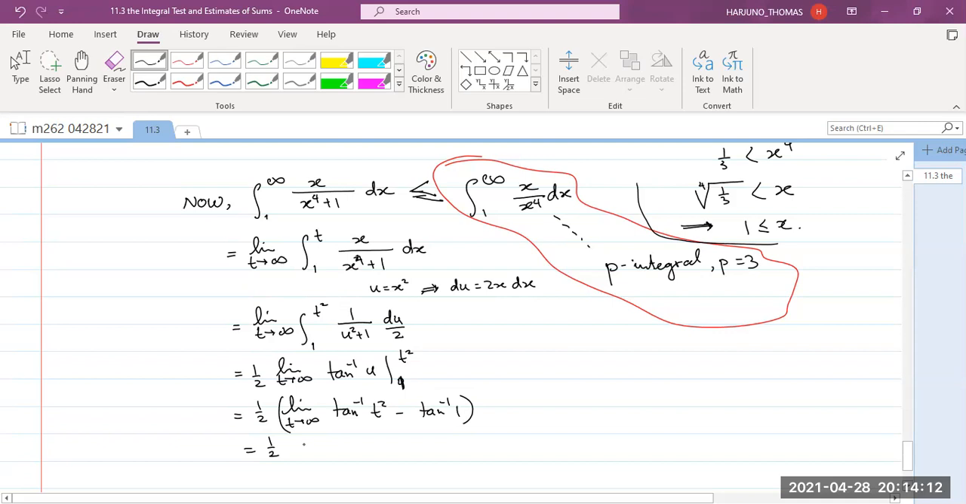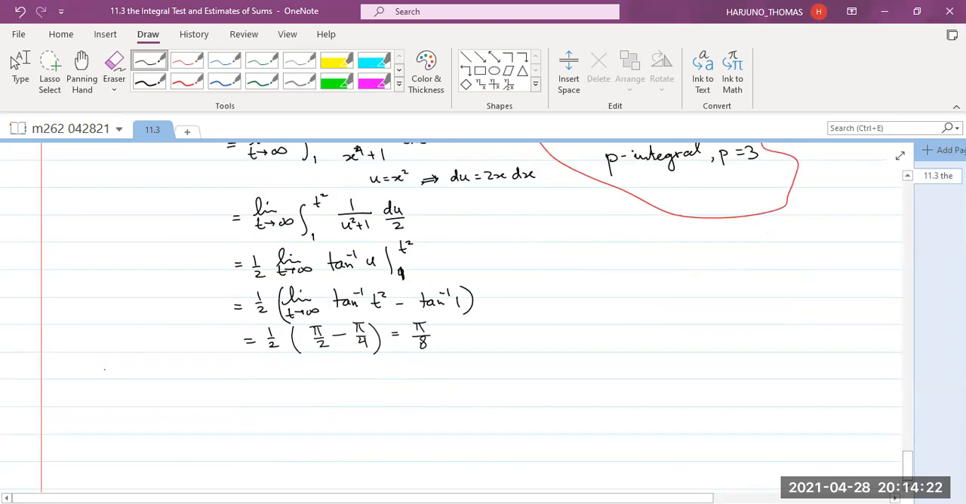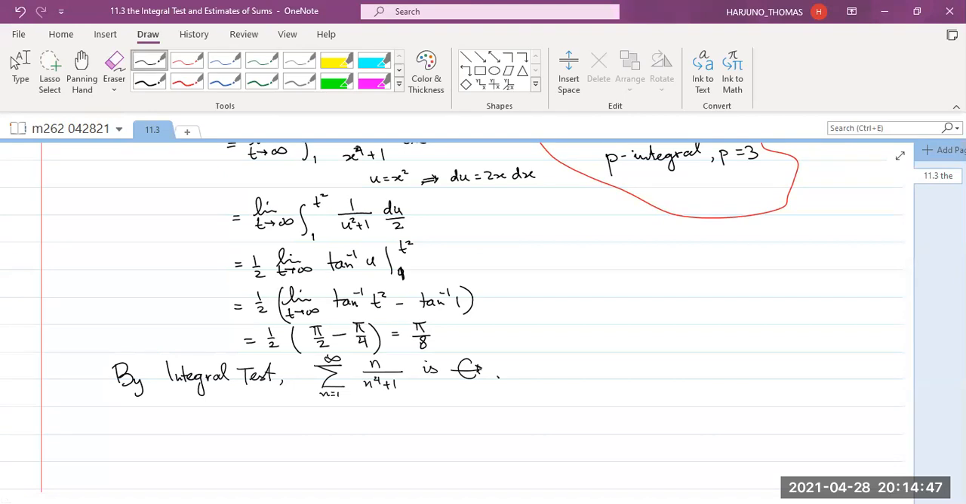But once I actually go this direction, then I have to compute it. This is pi over 2 minus pi over 4. With the boom, that's pi over 8. Then you say by the integral test, the series is convergent. Okay, so that's the idea for the integral test.